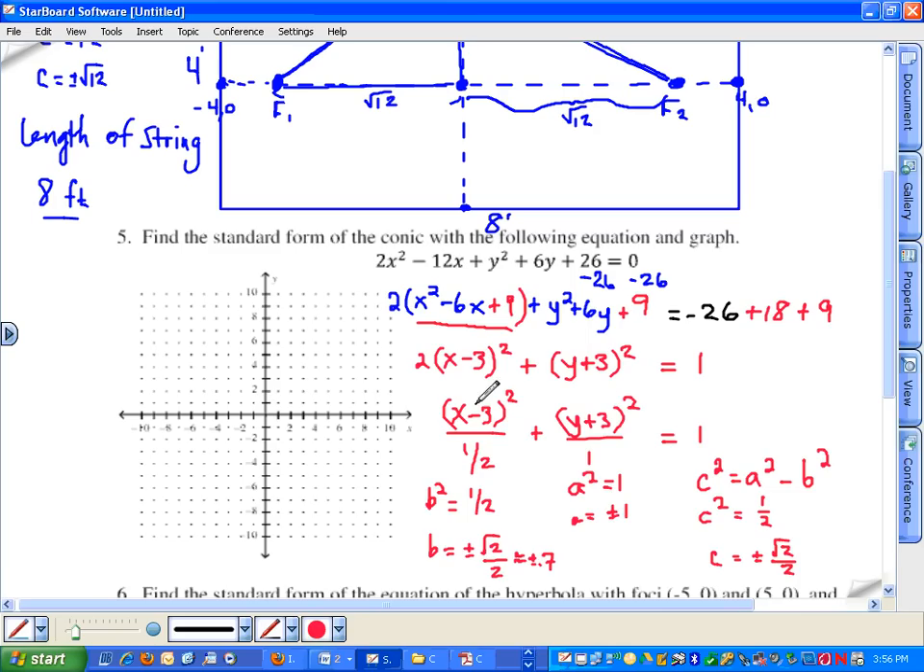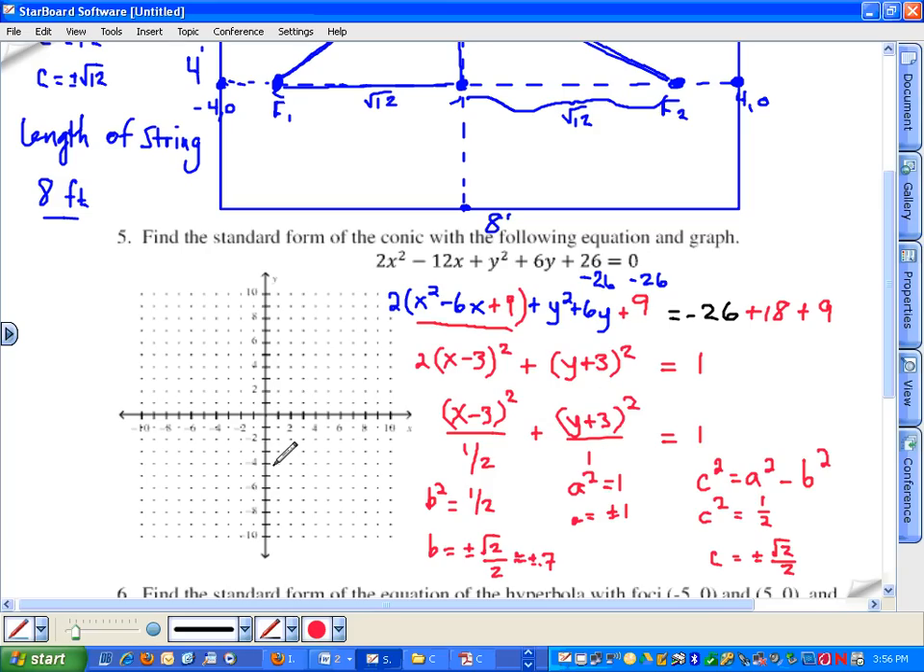There's also a transformation occurring. X minus 3 moves the graph 3 units to the right. Y plus 3 moves the graph 3 units down.